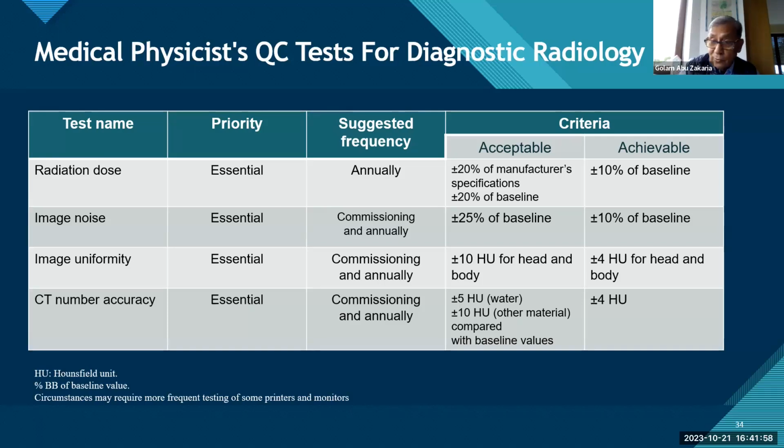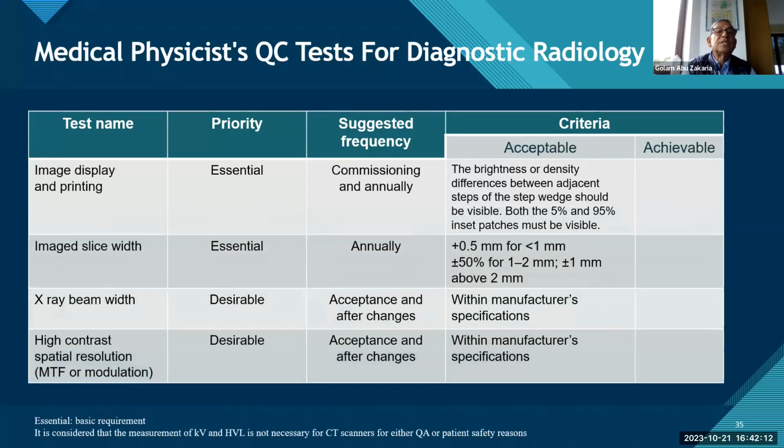It is also not boring when you do some types of physical and experimental work, which is optimization based. It will also make your life interesting. Here once again, the physicist, you see here image display and printing, image slice width, X-ray beam width, high contrast spatial resolution, and here is essential, desirable, and once again the suggested frequency, and of course the criteria.